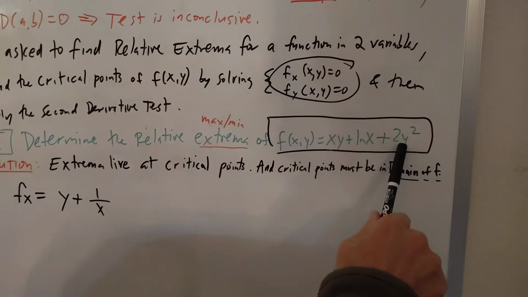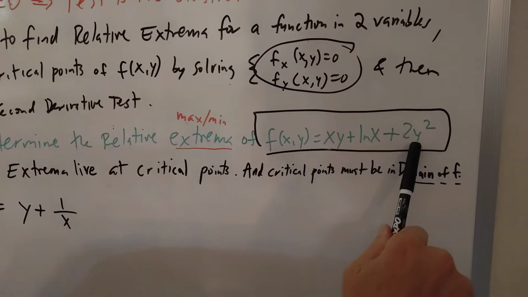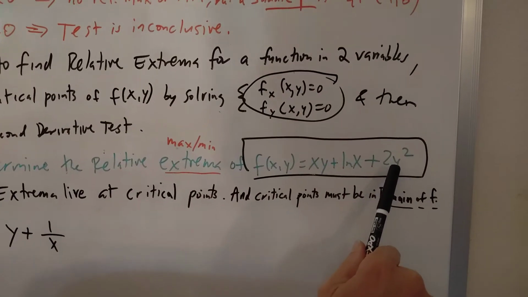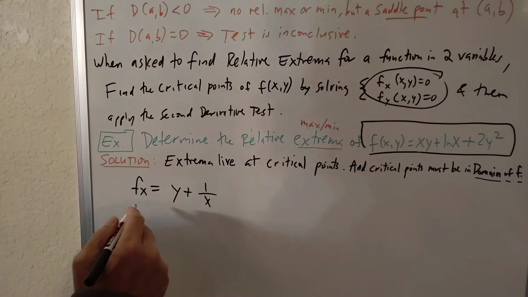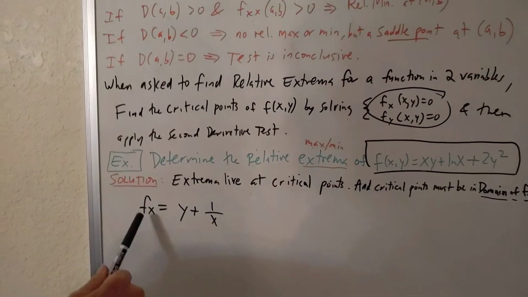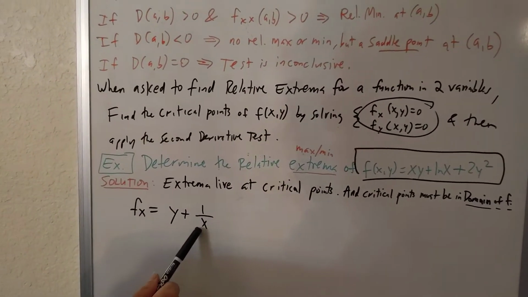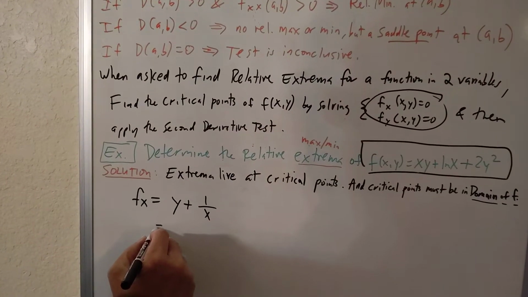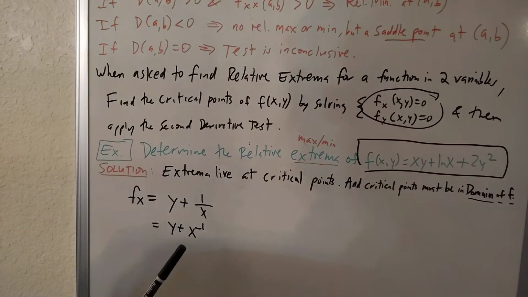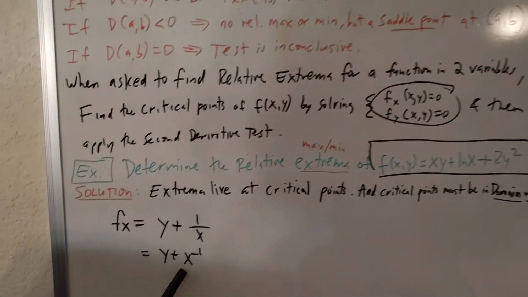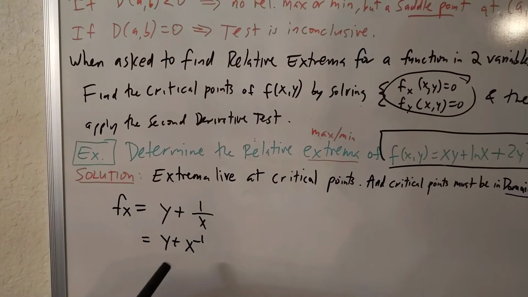Plus, what's the derivative of this term with respect to x? Well, this is a constant term, and the derivative of a constant is 0. So this is it for my first order partial derivative. Because I know eventually I'm going to have to do f sub xx, it's easier if I rewrite 1 over x as x to the negative 1. So this is the same thing, y plus x to the negative 1. I'm doing that just because this is more derivative friendly when I get to my second order.